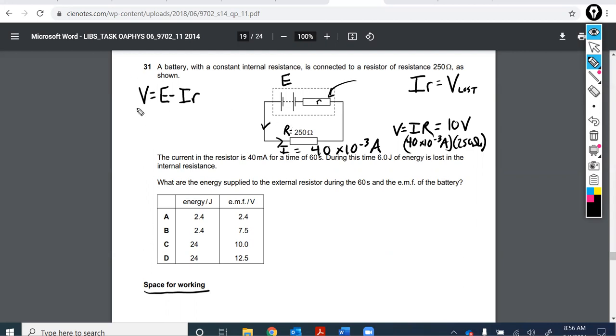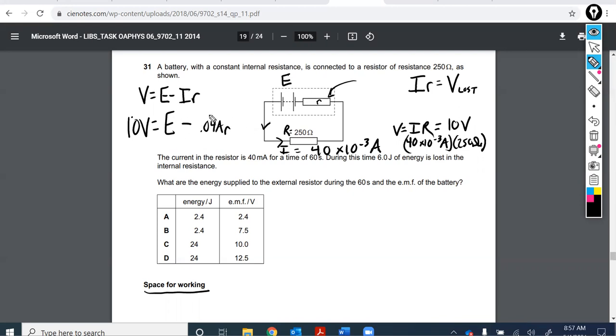Well, that's got to be the terminal PD, right? So 10 volts of terminal PD means there was some EMF, and then we took away the lost volts. We don't know what the lost volts are, but we do know the current was 40 milliamps. So 0.04 amps times R, subtracted from some E, gives us 10.